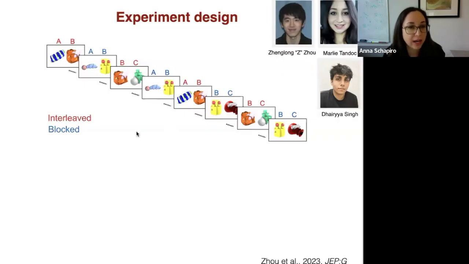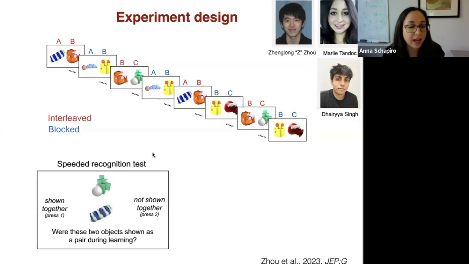And then there will be other triads where you alternate between the ABs and the BCs over the course of training. And then at the end of that exposure, we have two different tests. One is a speeded recognition test where we ask people to quickly make a judgment about whether they studied these two objects together directly. And the answer in this case is no. So even though these two objects have this indirect relationship through the orange object, they were never studied directly together. So here you'd say no.